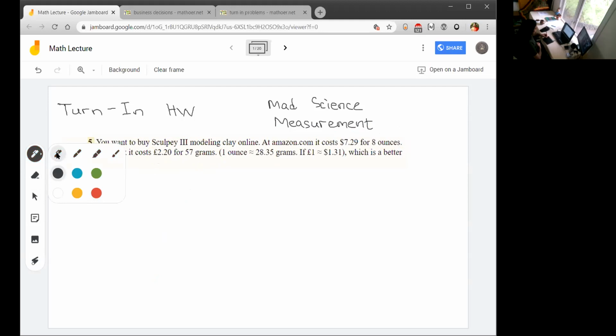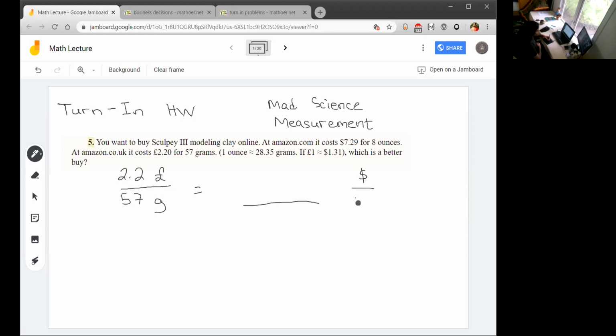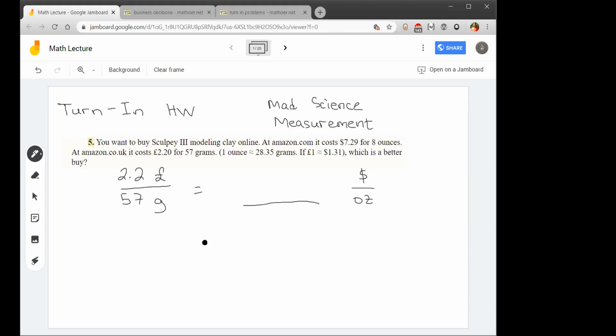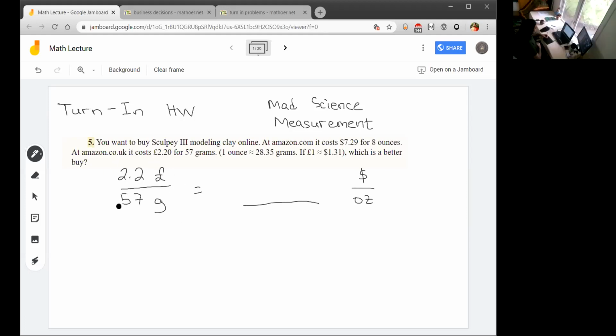So just to rewrite what we're doing, we're saying that 2.2 pounds for 57 grams is how many dollars per ounce? Everyone okay with my goal? Yep. So using the unit analysis, I take what I start with, I write it as a fraction. In this case, it already is.